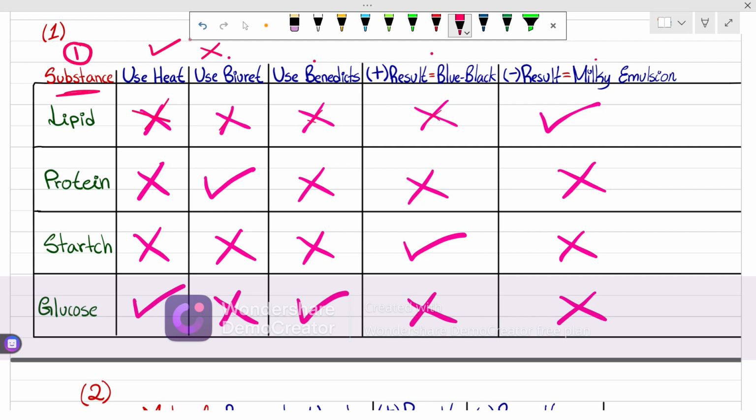Next, protein. Does protein use heat? No. Does protein use Biuret solution? Yes. Okay, so we're done with protein. Starch. Does starch use heat? No. Does starch use Biuret? No. Does starch use Benedict's? No. Does starch have a positive result of blue-black? Yes, because when we add iodine solution and observe the color change, if it's positive, it will be blue-black. Last is glucose. Does glucose use heat? Yes, glucose is the only one that uses heat.